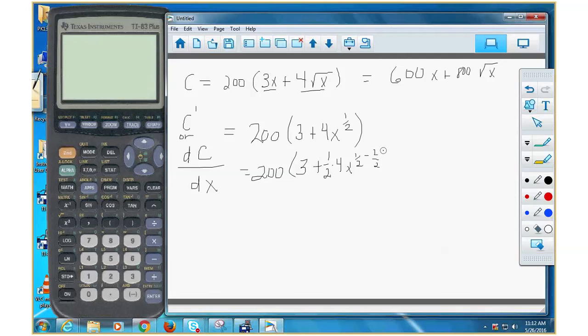And that's going to be 200 times 3. Half of 4 is 2x to the negative 1/2. Now, you can write that 4 or 5 different ways. I got it down to 200 times 3 square root of x plus 2 over the square root of x. Now, I'm going to put 3 dots here. 3 dots in a vertical line means you do the work.